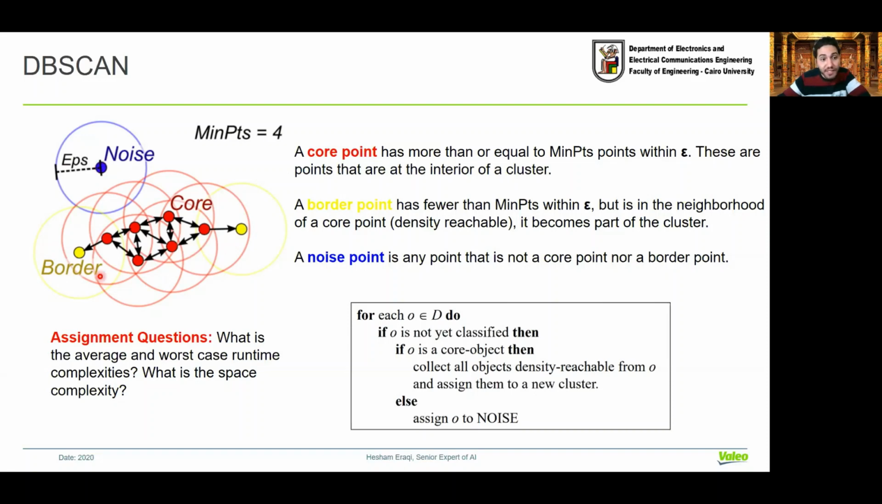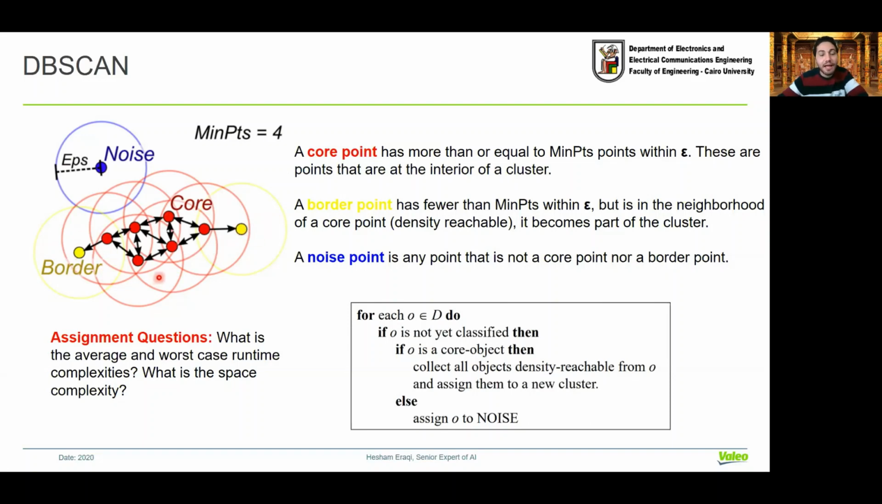So all of these points during the second iteration of the for loop will be classified as our first new cluster. Okay, so during the first iteration of the for loop, that yellow point was classified as noise, but that was corrected during the second iteration, and it was classified as the first cluster we have.